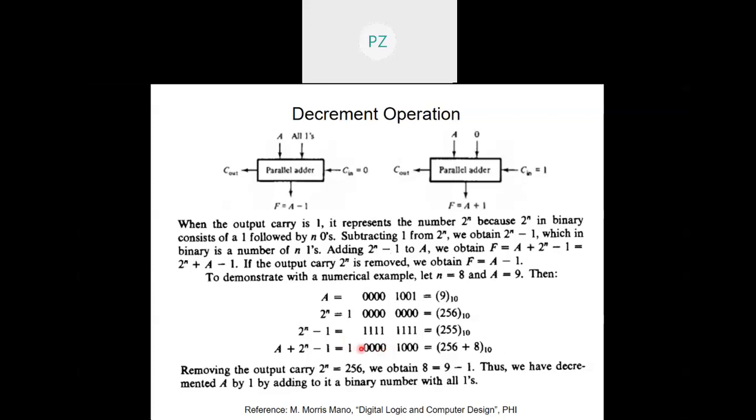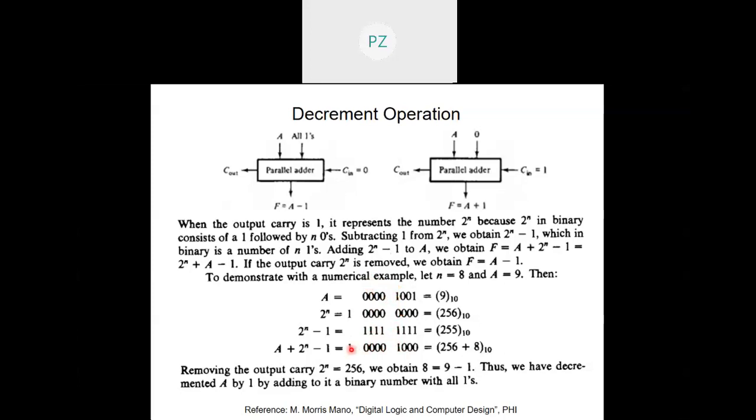So if you just add all ones to it, 1 plus 1 will be 0. So this becomes 256 plus 8 in base 10. Now this 256, this particular one... 1 plus 1 is 0 with a carry 1, three times, then 1 plus 1 plus 1 is a 1 with a carry 1. Now 1 plus 1 is 0 with a carry 1, again and again for the higher bits.